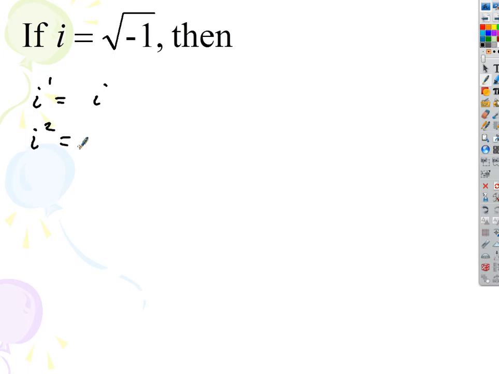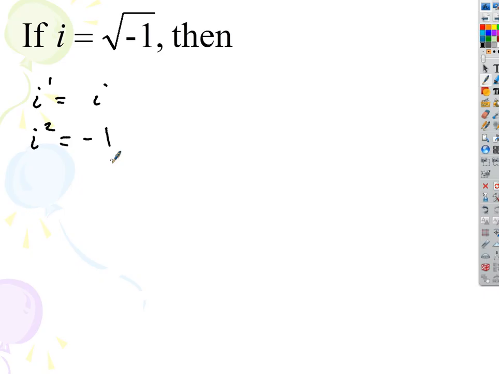Oh, okay, and you're right. Answer that question for me though. What happens when you square a square root? Okay, it cancels the square root out. So if I square the square root of negative 1, I should really just eliminate the radical and get a negative 1 left over, right? So i squared equals negative 1. Make sense?